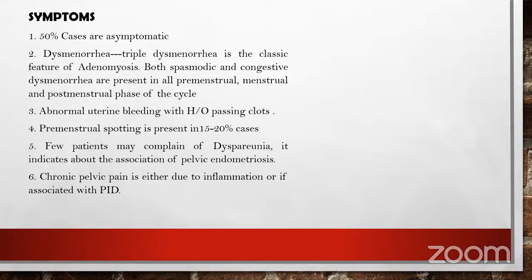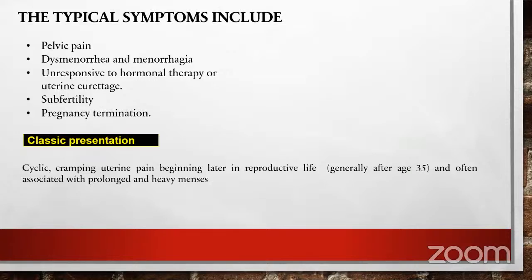Few patients may complain of dyspareunia. It indicates the association of pelvic endometriosis. Chronic pelvic pain is either due to inflammation or if associated with PID. The typical symptoms include pelvic pain, dysmenorrhea and menorrhagia, unresponsive to hormonal therapy or uterine curettage, subfertility, and pregnancy terminations often found.